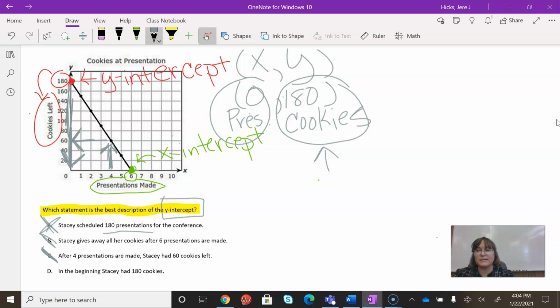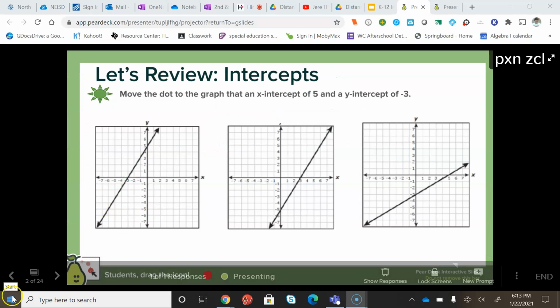The last one says, in the beginning, Stacy had 180 cookies. And that's looking pretty good. It has the right number and label, 180 with the cookies, and in the beginning meaning before the presentations ever started, when there's 0 presentations, she has 180 cookies. So this is the correct answer.